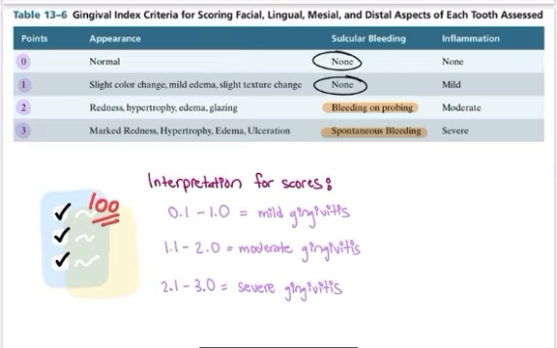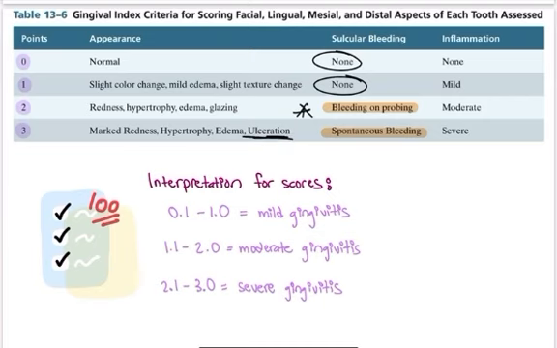For a point of 2, there would be moderate inflammation, erythema, and bleeding on probing. And for a point of 3, there would be severe inflammation, severe erythema, and swelling. There would be a tendency to spontaneous bleeding and possible ulceration.